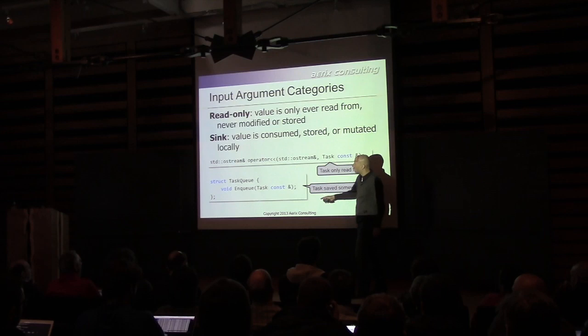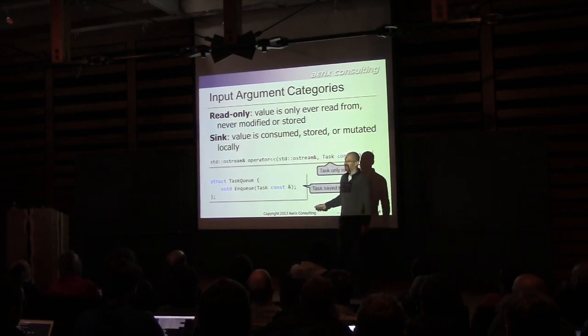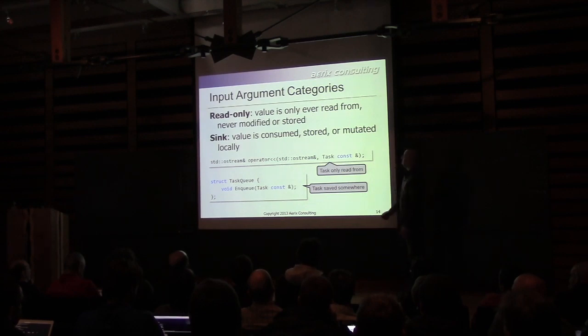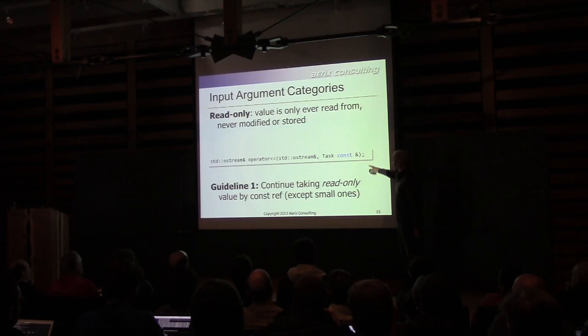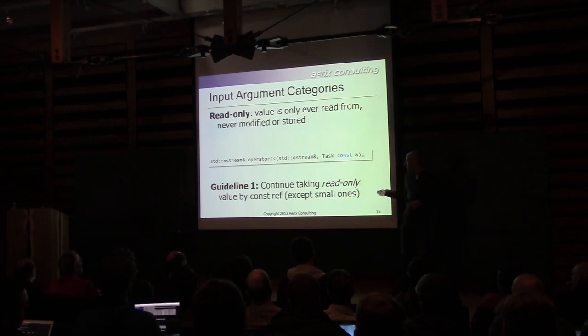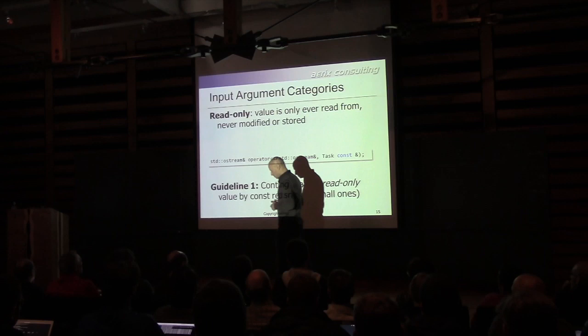And here, say you've got a task queue and you've got a task. Presumably, this function enqueue is going to take a task and put it in the queue. So the task will probably be saved somewhere here. Okay. So let's look more closely at this read-only stuff. Here's my first guideline for the talk. It's okay to continue taking read-only input parameters by const ref. If you've got a small one, you could pass it by value. Fine.